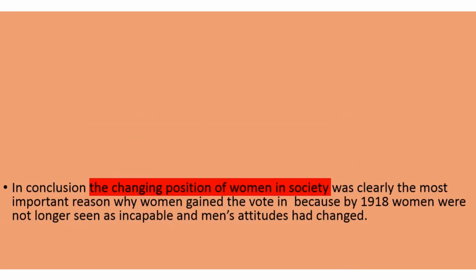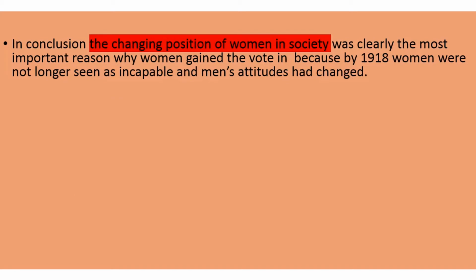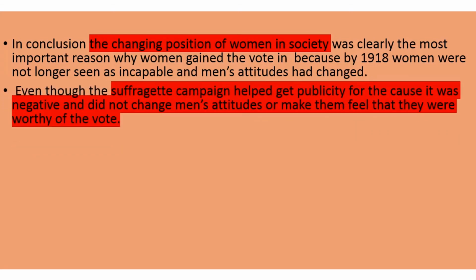Right, so I'm going to give you an example now of what your conclusion could look like, starting again with the words in conclusion. The changing position of women in society was clearly the most important reason why women gained the vote in 1918, because by 1918 women were no longer seen as incapable and men's attitudes had changed. So that's how you start it, and then you put your 3 relative judgments.